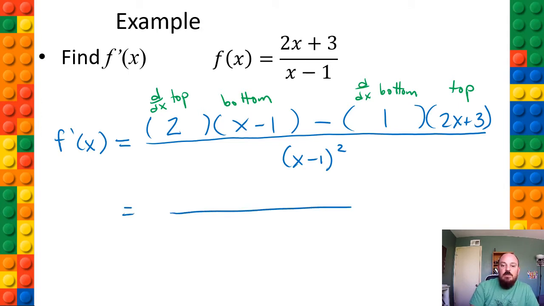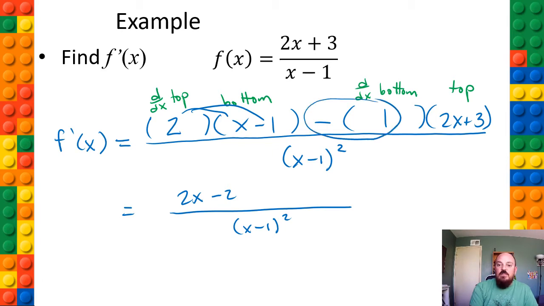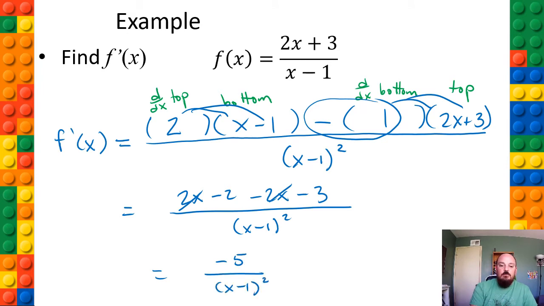So I'm going to leave the denominator for now. I'm going to distribute this 2 here, so I'll have 2x minus 2. And then I'm going to think of this here as a negative 1. Remember, I was subtracting. So I'm going to think of this as a negative 1 and distribute it, and you'll have negative 2x minus 3. So what happens is the 2x and the negative 2x cancel, and our final answer is negative 5 over x minus 1 squared. And that's f prime of x right there.